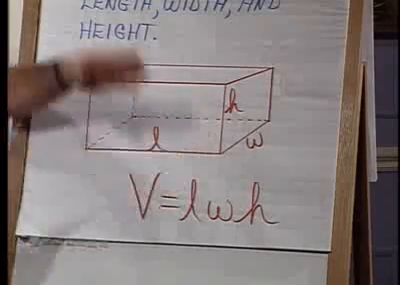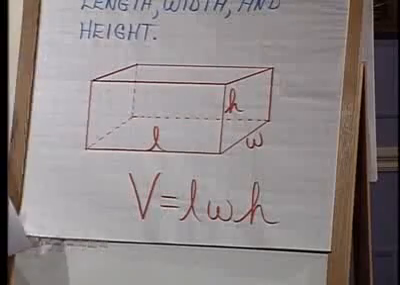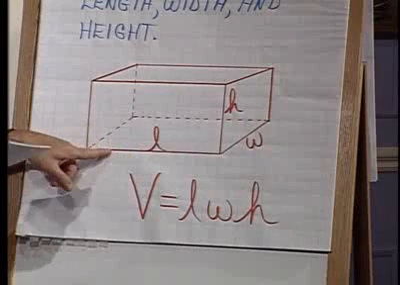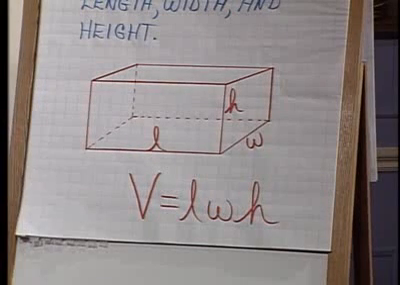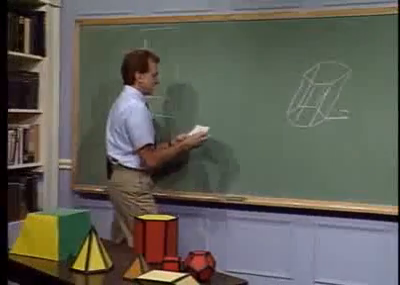If you turn this thing up on edge, then you might say, well, now that changes this to be the length, and then that would be the width, and this would be the height. It depends upon how you turn the box around, so it doesn't really matter. Volume, again, is length times width times height. Let's take a look at an example of that.